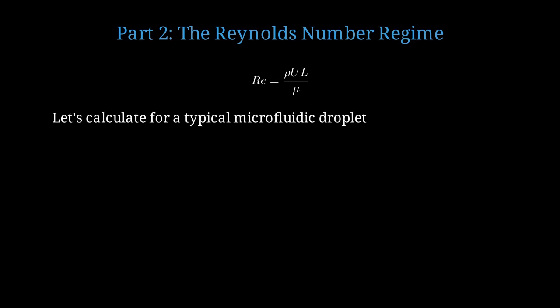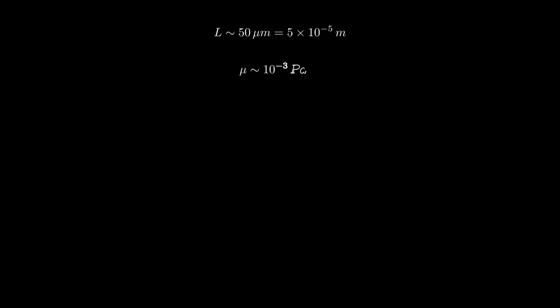To understand the physics, we need to determine the Reynolds number of our system. The Reynolds number is defined as density times velocity times length scale divided by viscosity. Let's perform a back-of-envelope calculation for a typical microfluidic droplet. The fluid density is approximately 1,000 kilograms per cubic meter. Typical droplet velocity is about 1 millimeter per second. The droplet diameter is roughly 50 micrometers. The dynamic viscosity is about 10 to the minus 3 Pascal seconds. Plugging in these numbers, we get a Reynolds number of approximately 0.05.